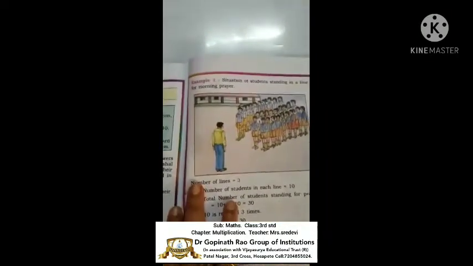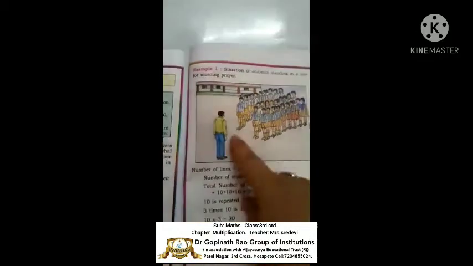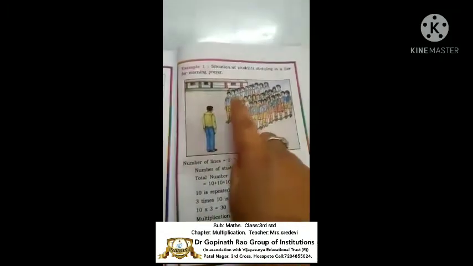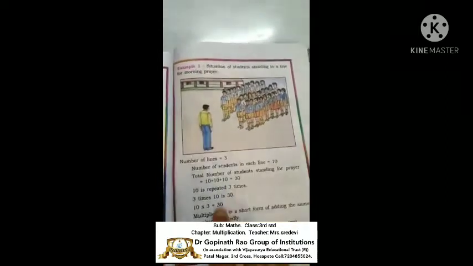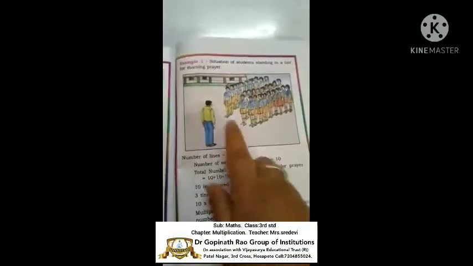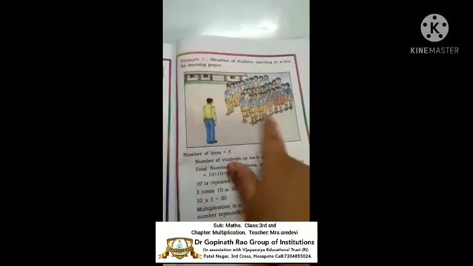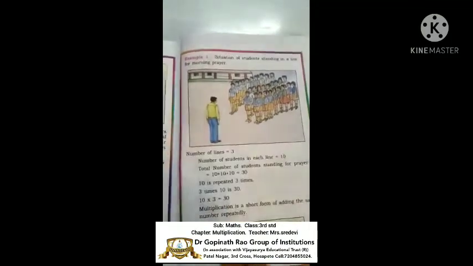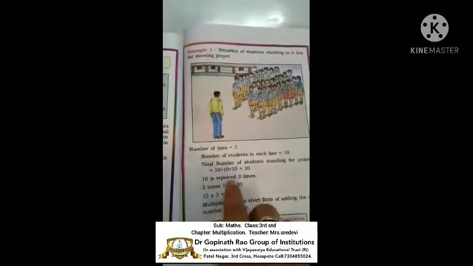Next, the situation of students standing in a line for morning prayer. Number of lines is equal to 3. So how many? 1, 2, 3. There are 3 lines. Number of students in each line is 10. 10, 20, 30. So they are 30. 10 plus 10 plus 10 is equal to 30. So 10 is repeated 3 times here.